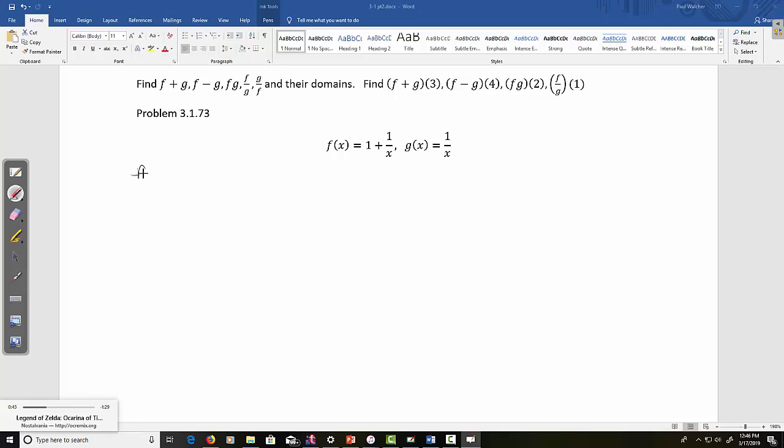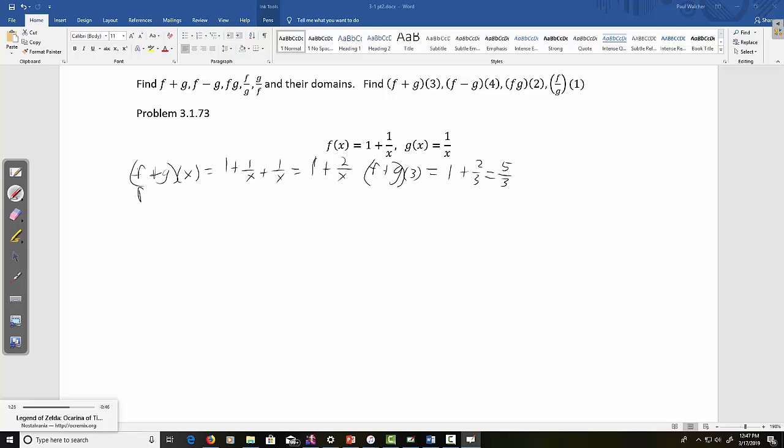All right, f plus g. That's easy enough. So we have 1 plus 1 over x plus 1 over x. We can combine like terms. That's 1 plus 2 over x. Might as well do this while we're here. F plus g of 3 equals 1 plus 2/3, which would be, let's see, 1 is 3/3, so 3/3 plus 2/3 would be 5/3.